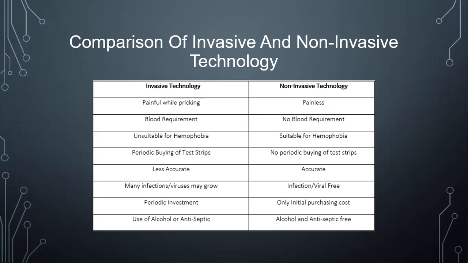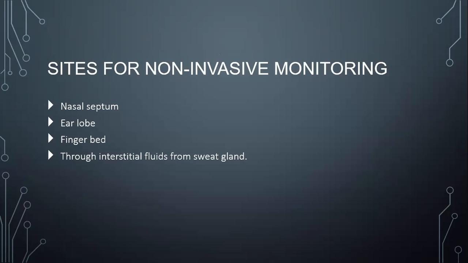Whereas the non-invasive technology which we are going to offer is painless. There is no blood requirement. It would be suitable for hemophobia, and there is no periodic buying of test strips, which is currently used in the traditional way of checking creatinine and urea level. It would be quite accurate and infection free, and the cost will be only the initial purchasing cost. That's it. There is no use of alcohol or antiseptic in our technique.